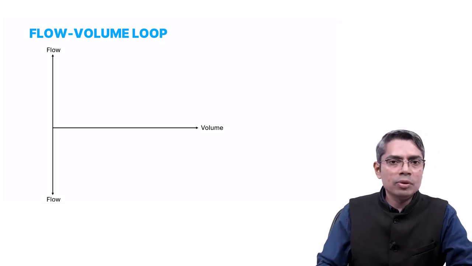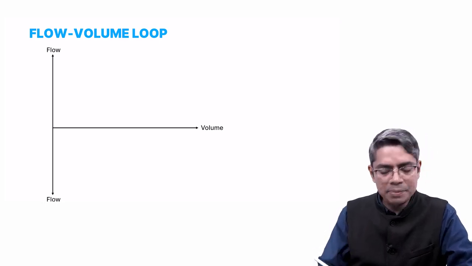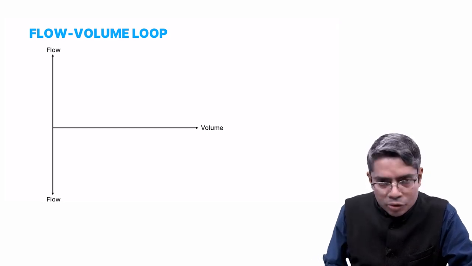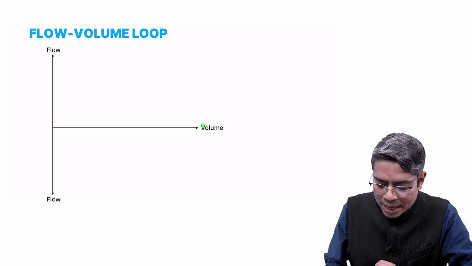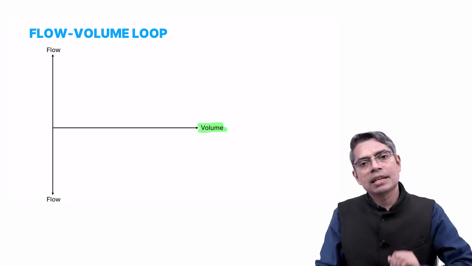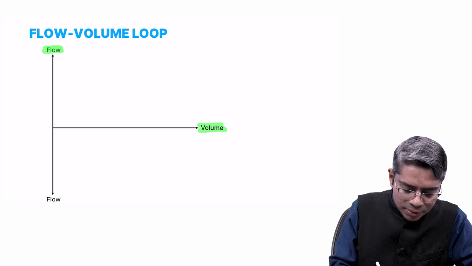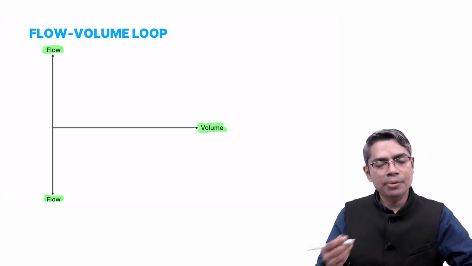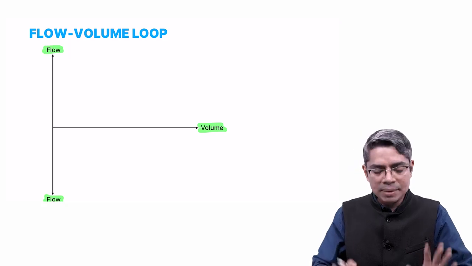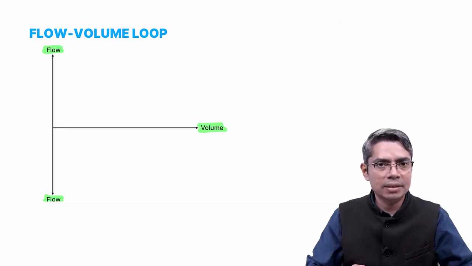Now, in the flow volume loop, the recording is a little different. Why is it different? You have to understand very carefully. So, for flow and volume, the x-axis is the volume, it is not the time, and the y-axis is the flow. Time is not plotted on these x and y axes.